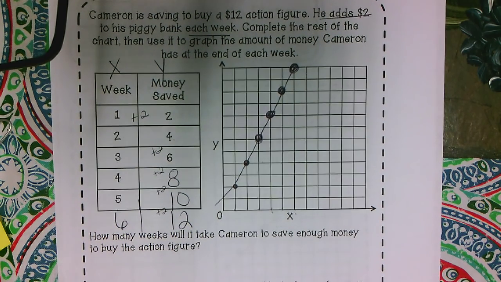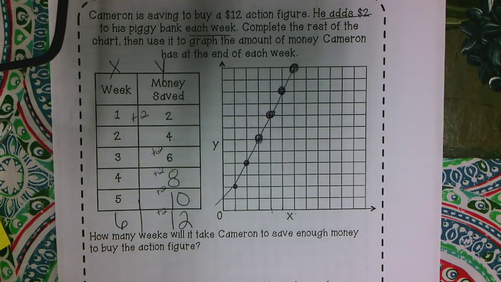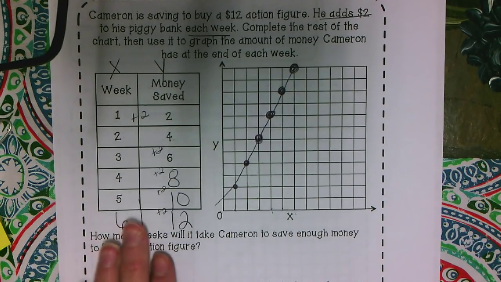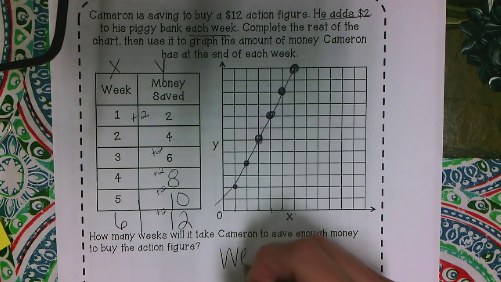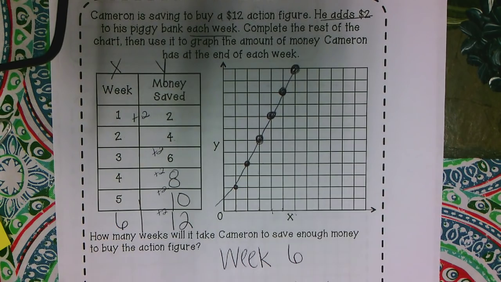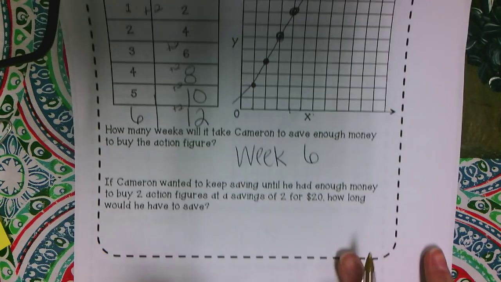So if we look at our first question, by how many weeks will it take Cameron to save enough money to buy the action figure? Well, based off of our table and our work, $12, he would have it in week 6. Okay? All right, so let's see if we can figure out this next one.